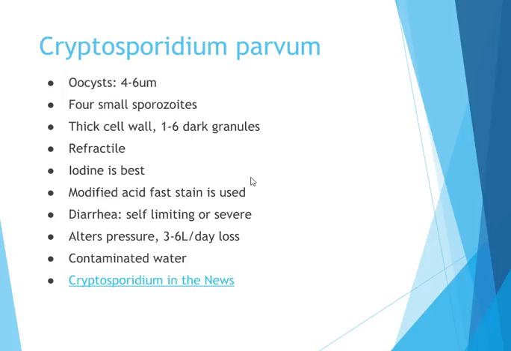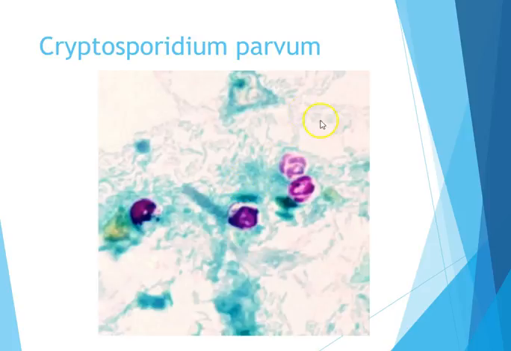Okay, Cryptosporidium parvum, this is what it looks like, and again, this is an acid-fast stain. The organism is 4 to 6 micrometers. It has 4 small sporozoites, 1, 2, 3, 4. It doesn't say this in your notes, but one thing to notice is when it stains, it has a slight halo around the organism where the stain isn't taken up, and right here. It has a thick wall, 1 to 6 granules can be seen. It can look like yeast or white cells or red cells on these slides.